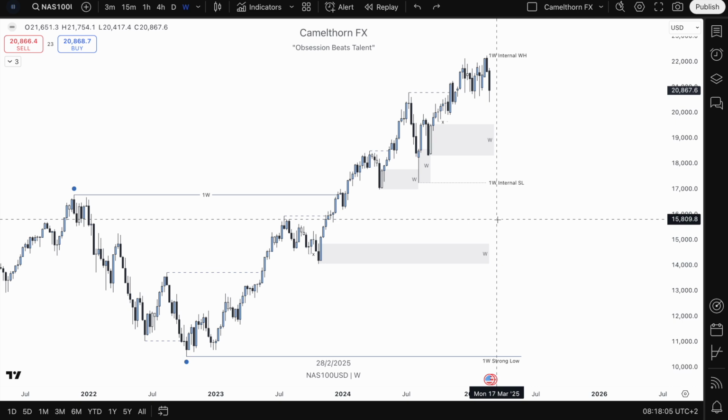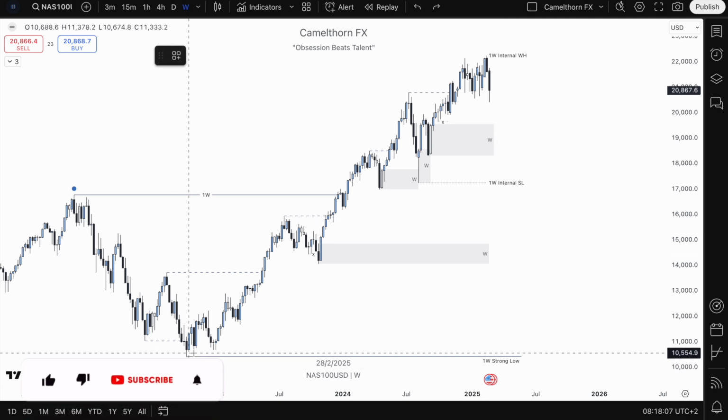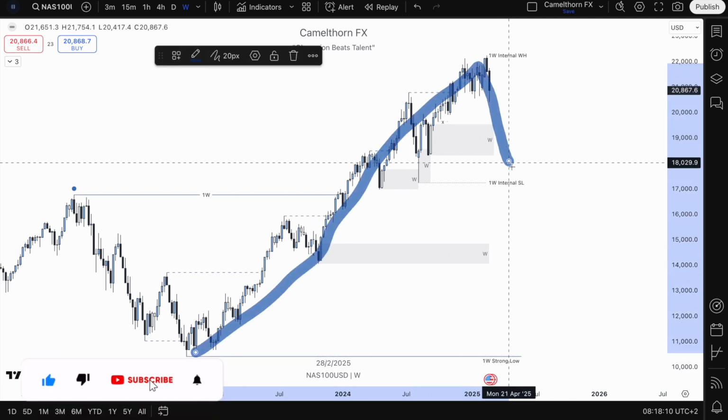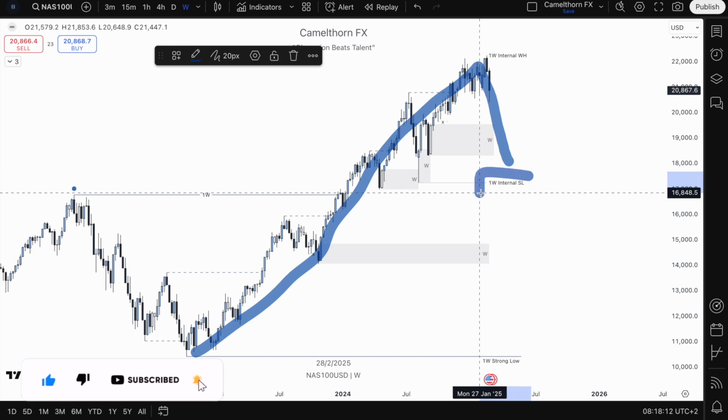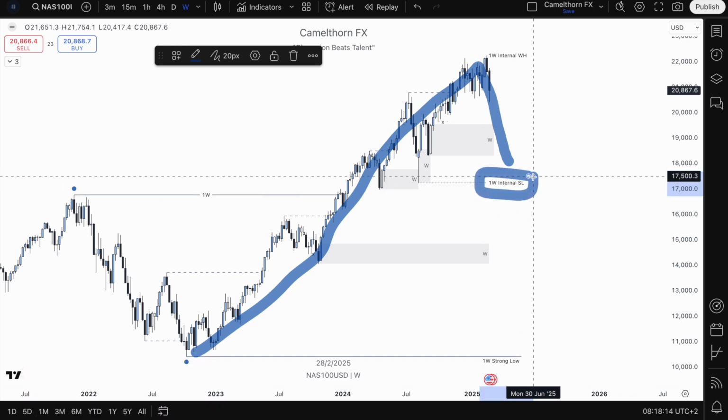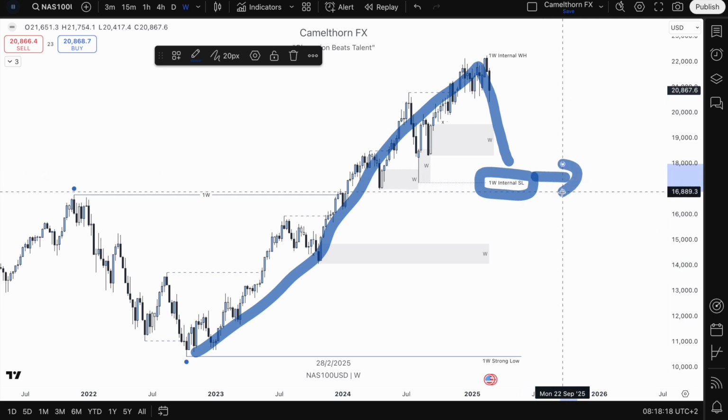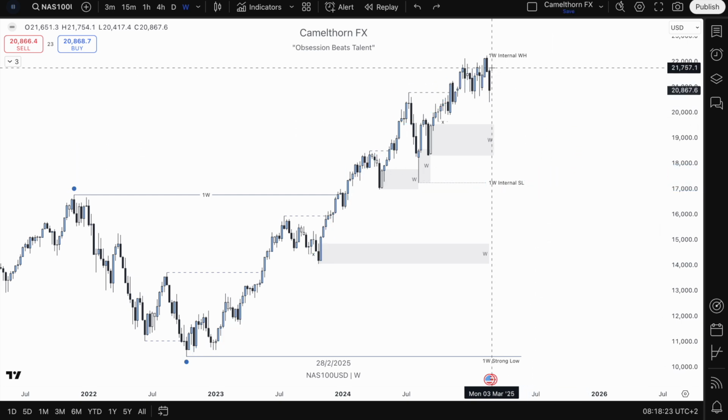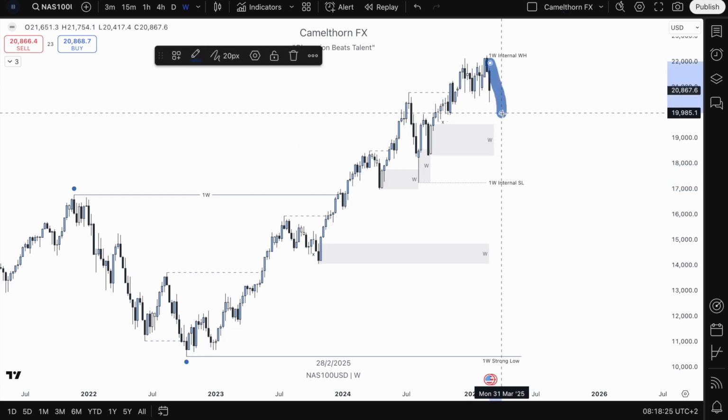Now, our larger weekly external pullback phase will only truly be signaled when our internal structure shifts from a bullish market state to a bearish market state, and that will require a violation of our internal strong low. But at this current moment in time, we are now seeing that there is some bearishness stepping into this market.